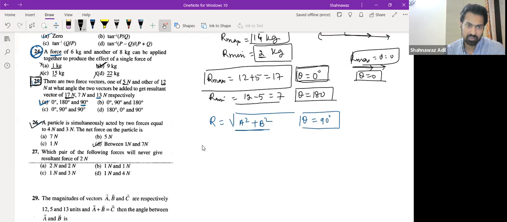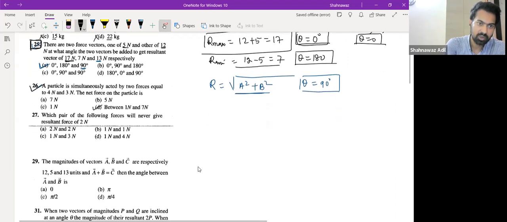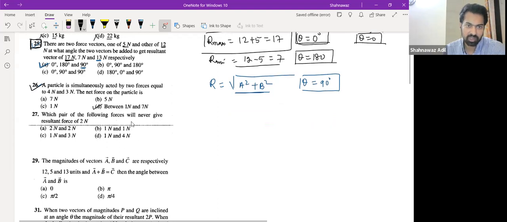Yes, sir. Right, and what about this 27 problem? Which pair of the following forces will never give a resultant force of 2 Newton? Right. So which would be the option?